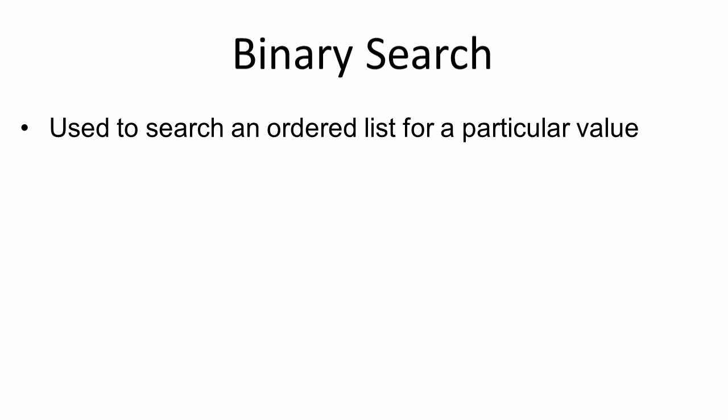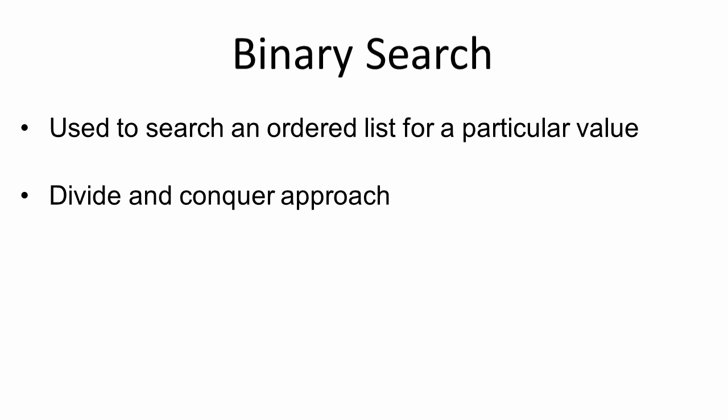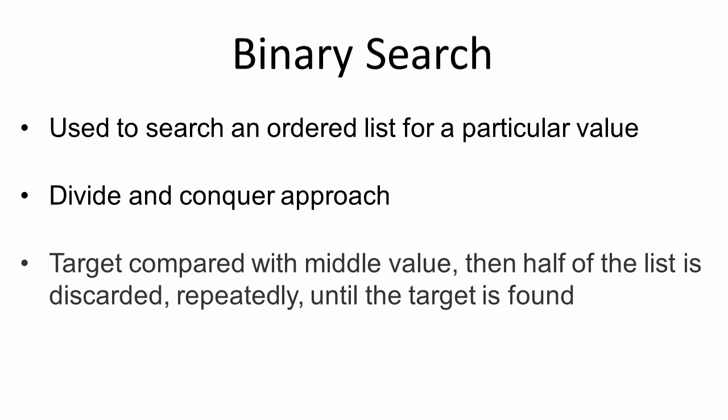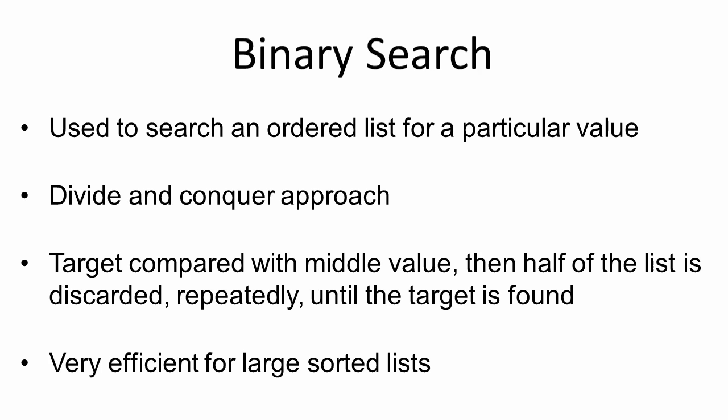The binary search is used to search an ordered list for a particular value. The binary search takes a divide and conquer approach. The target is compared with the middle value, and then half of the list is discarded. And this happens repeatedly until the target value is found. This is very efficient for large, sorted lists.